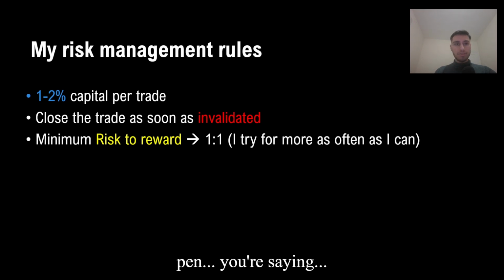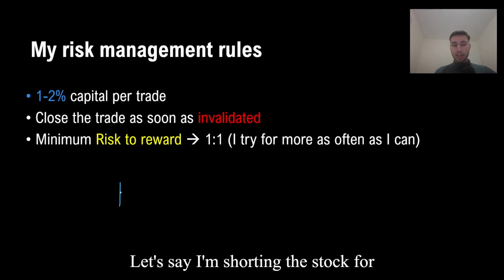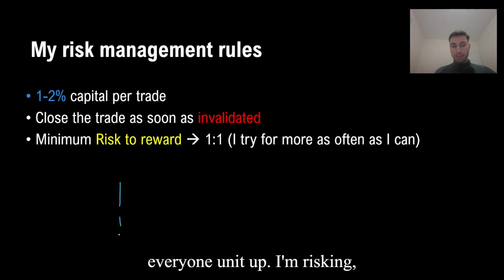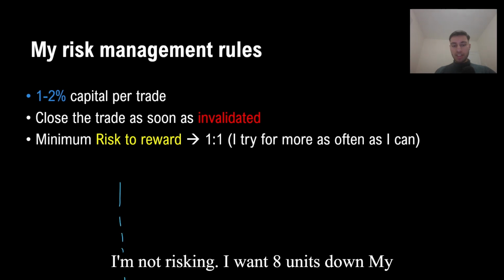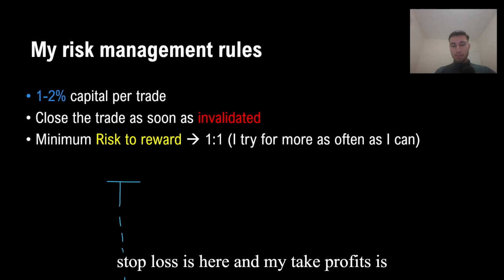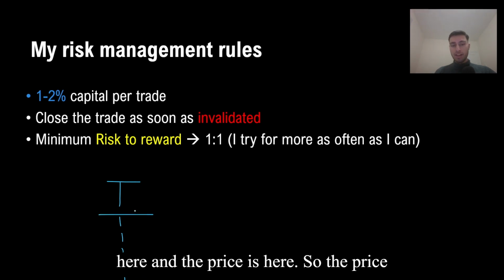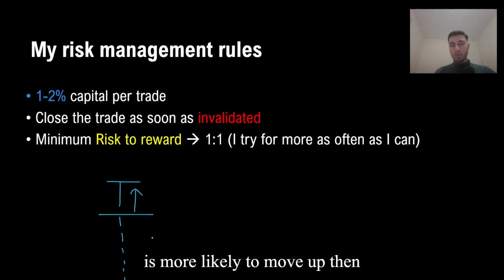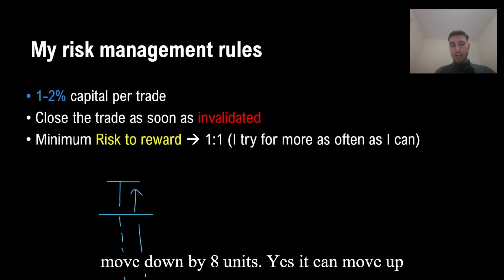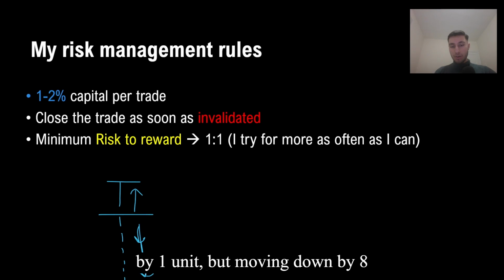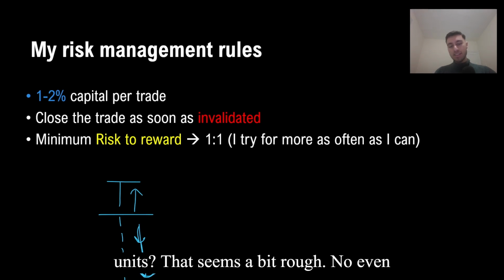You are saying that for every 1 unit up, let's say I'm shorting the stock, for every 1 unit up, I'm risking, I'm not risking, I want 8 units down. So my stop loss is here and my take profit is here and the price is here. So the price is more likely to move up than move down by 8 units. Yes, it can move up by 1 unit, but moving down by 8 units, that seems a bit rough.